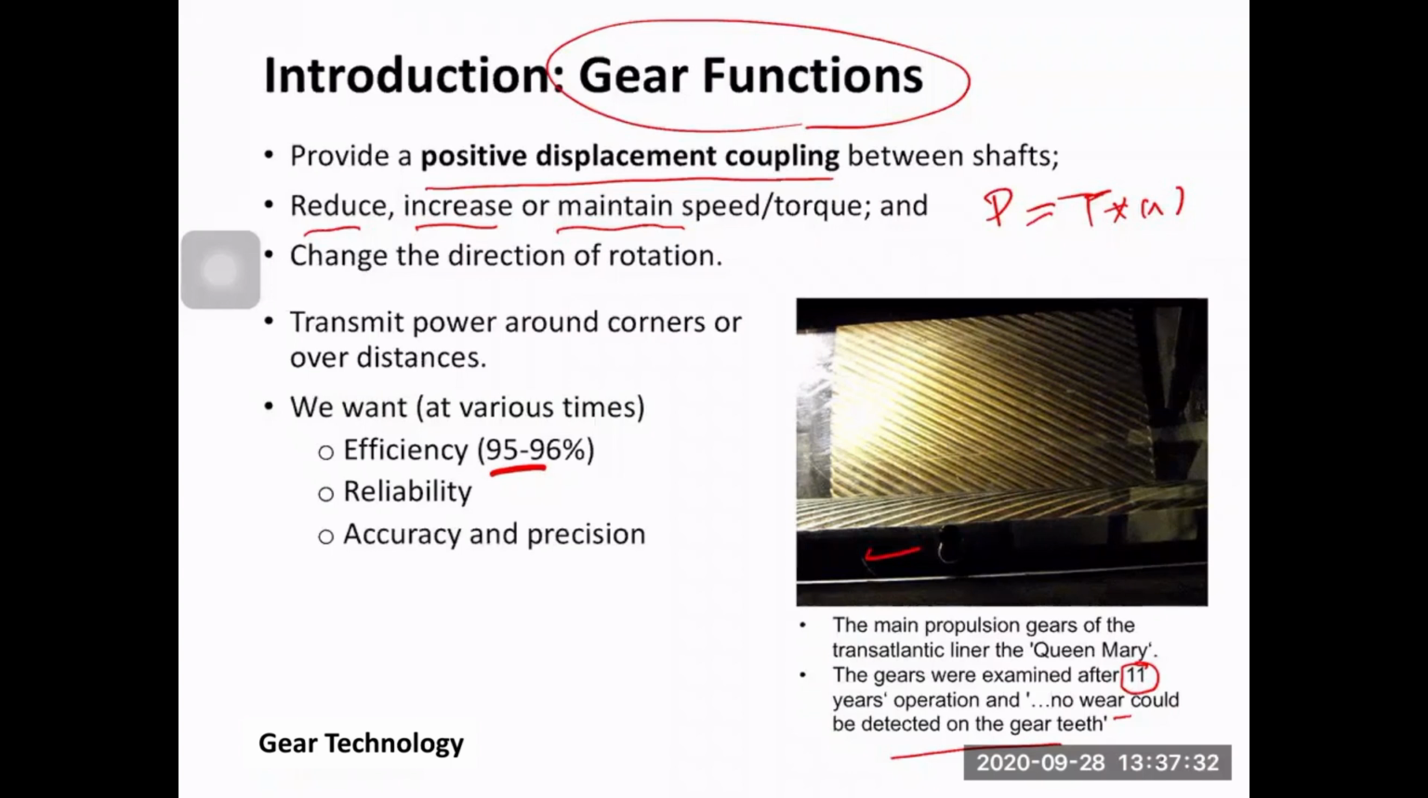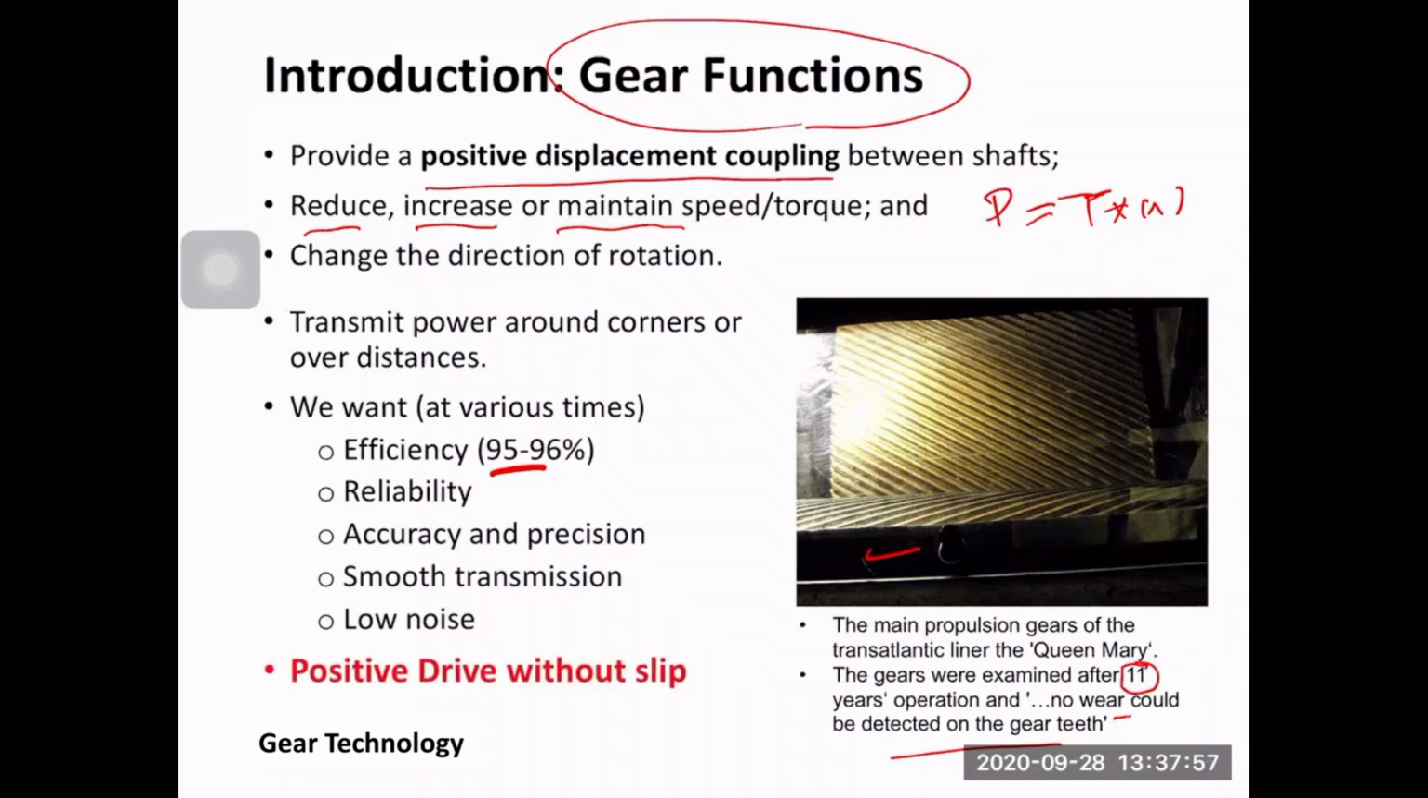We need accuracy, and because they provide positive displacement coupling, they are quite accurate in transforming motion and power. Smooth transmission of power and motion, and low noise as well. If they are well maintained, if they are lubricated and so on, the noise level is quite small. The message here is that they provide positive drive without slip. Okay, so losses are quite small.